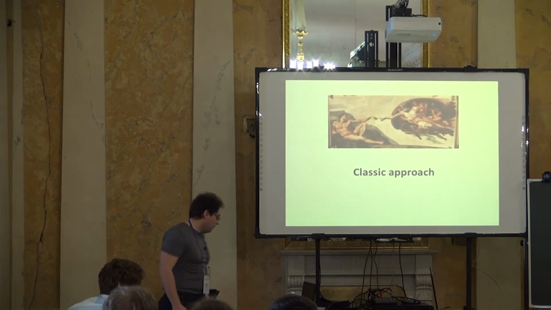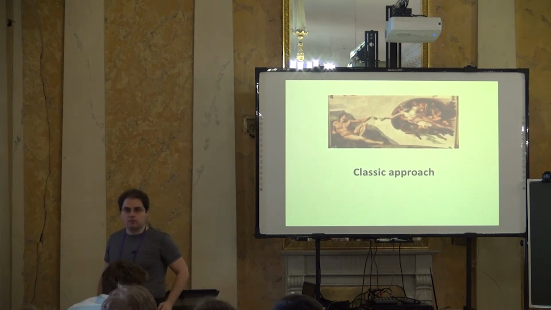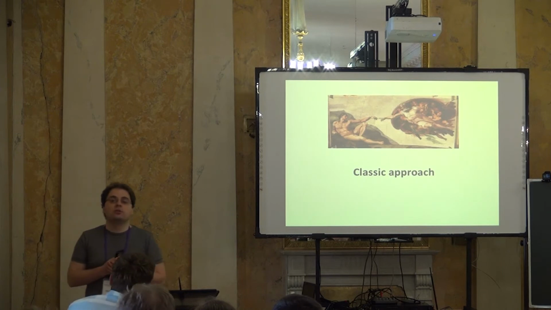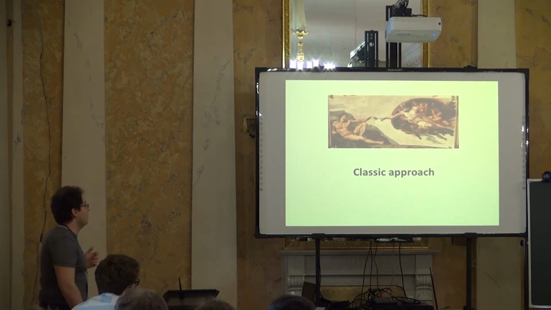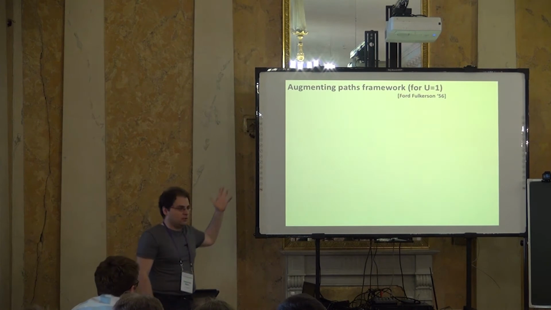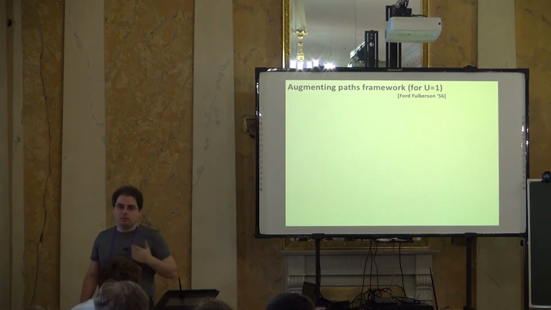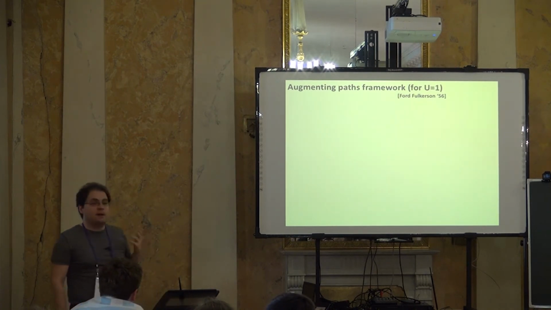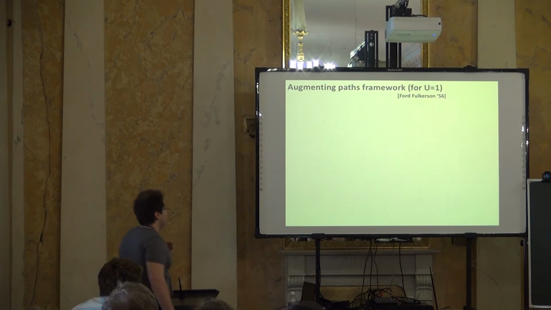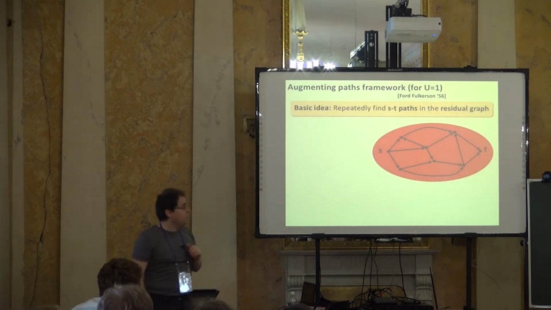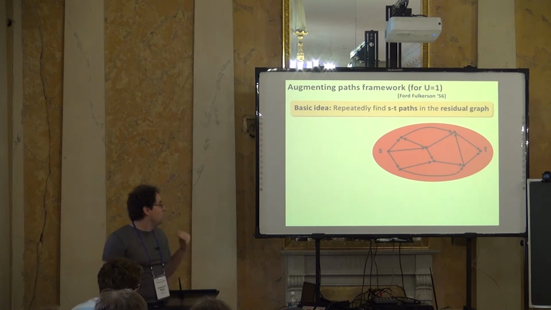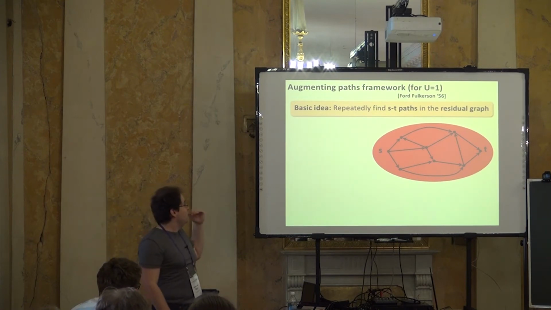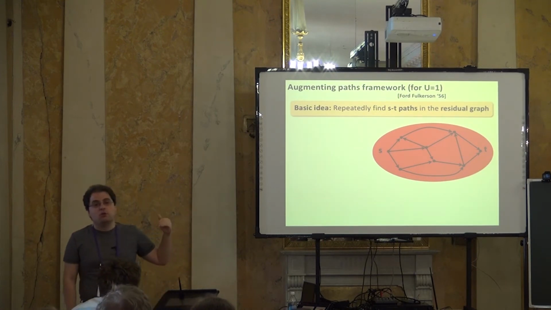Okay, so before we talk about the new stuff, it's good to talk about the old stuff just to see what the difference is. If you think about the classic approaches to solving max flow, there is essentially one most popular method. This is the so-called augmenting path framework, due to Ford and Fulkerson. It works in a very simple way: you solve max flow by repeatedly finding s-t paths in the so-called residual graph. What this means in unit capacity is actually very simple.